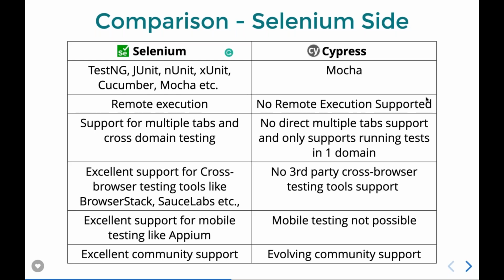And unfortunately, Cypress doesn't support more than one domain, which means if your application has, for example, abc.com, and from abc.com you're navigating to another website called xyz.com, Cypress doesn't work. Whereas if you take Selenium, it has that cross-domain support, where it can execute across different domains as well. And then comes cross-browser testing tool support like BrowserStack and SauceLabs. Selenium has good integration, but unfortunately, Cypress doesn't support any third-party cross-browser testing tools.